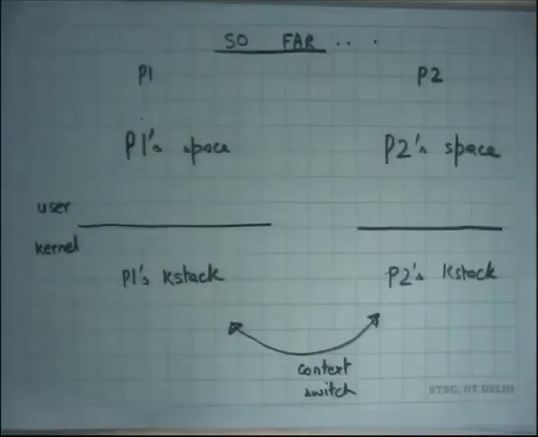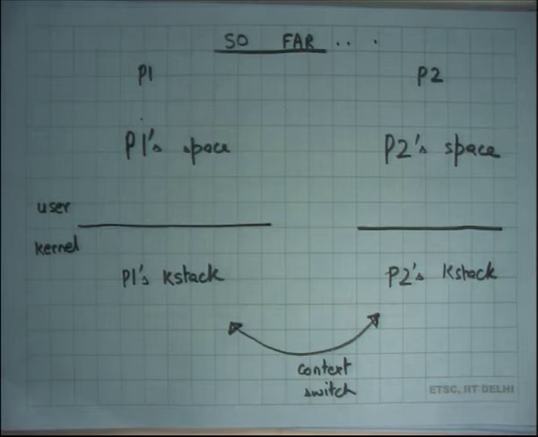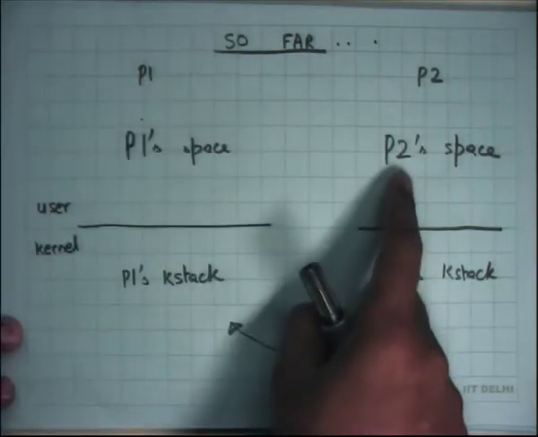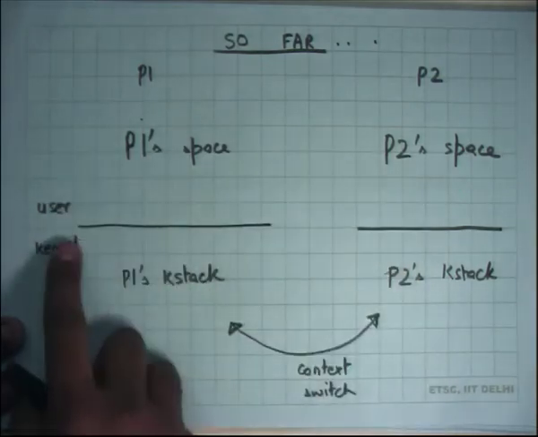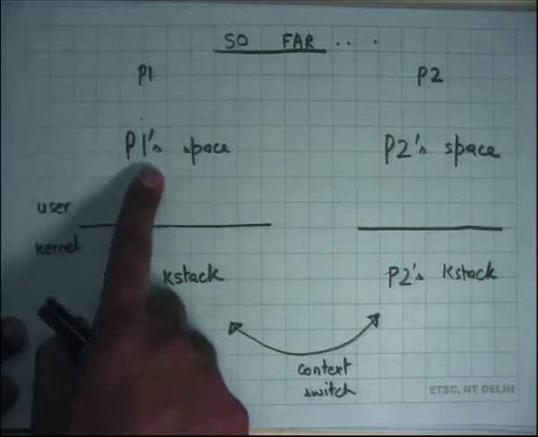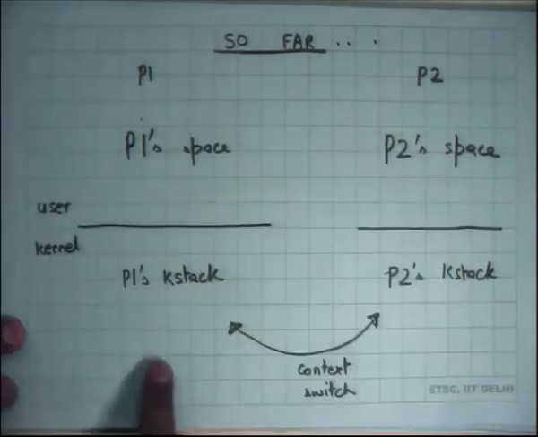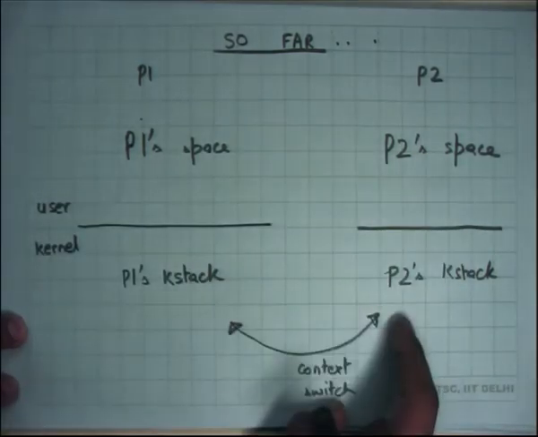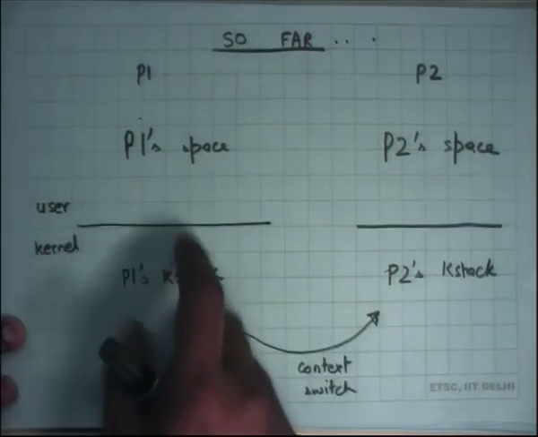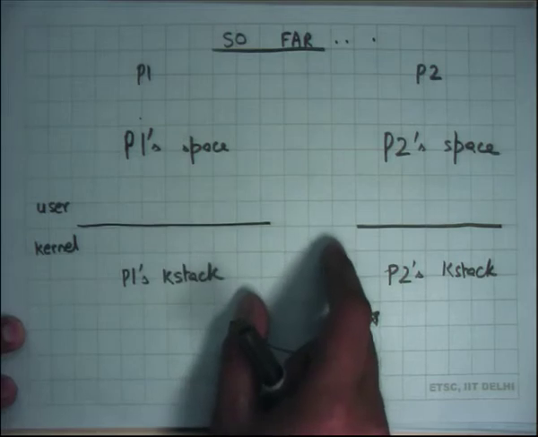So welcome to Operating Systems lecture 18. So far we were discussing how processes are implemented and how they work in action. Let's say there are two processes, P1 and P2. Each process has a user space and a kernel space. The user space is private, so this is P1's space, this is P2's space, and the kernel space is shared, right? So the kernel space is common. P1 and P2 both share the same kernel space.